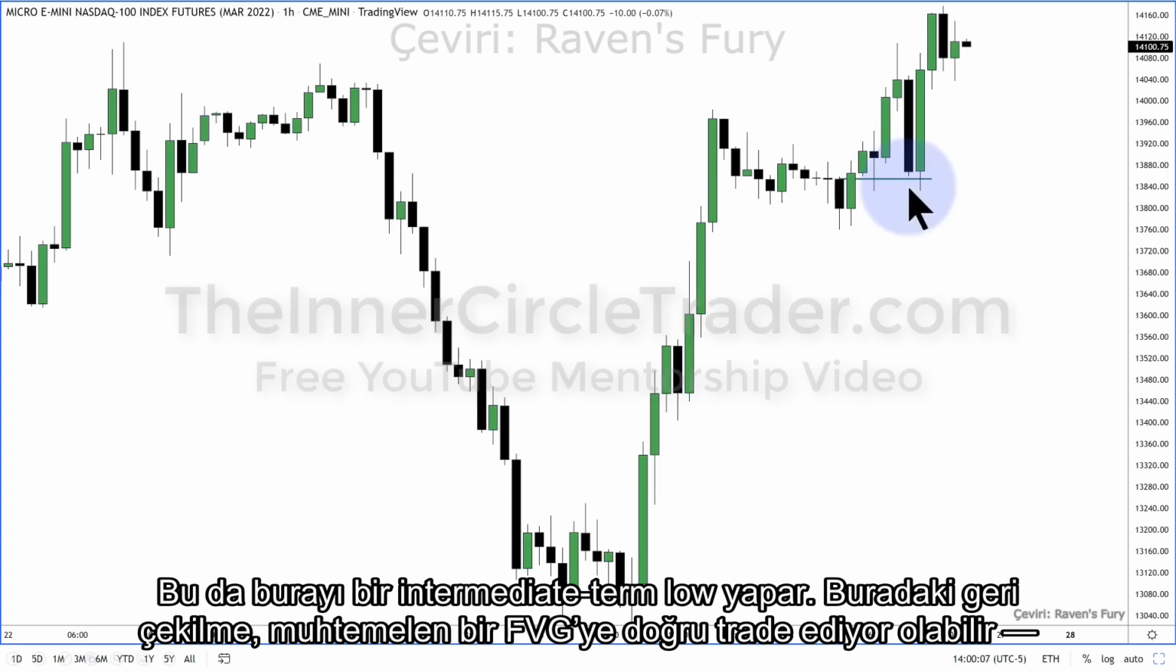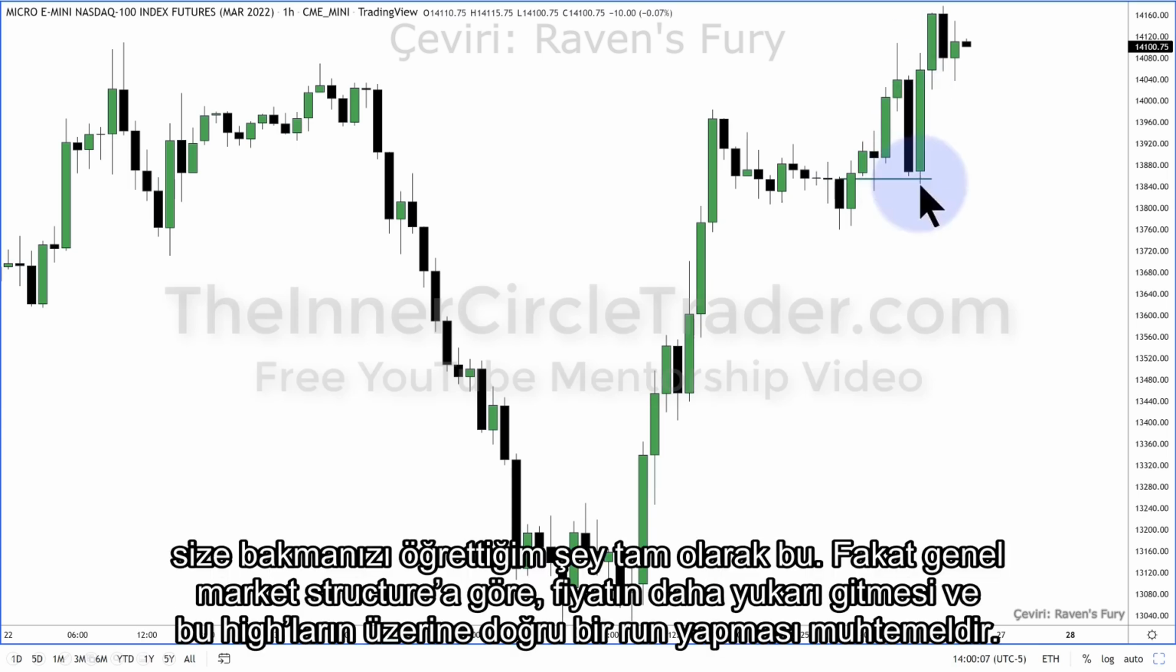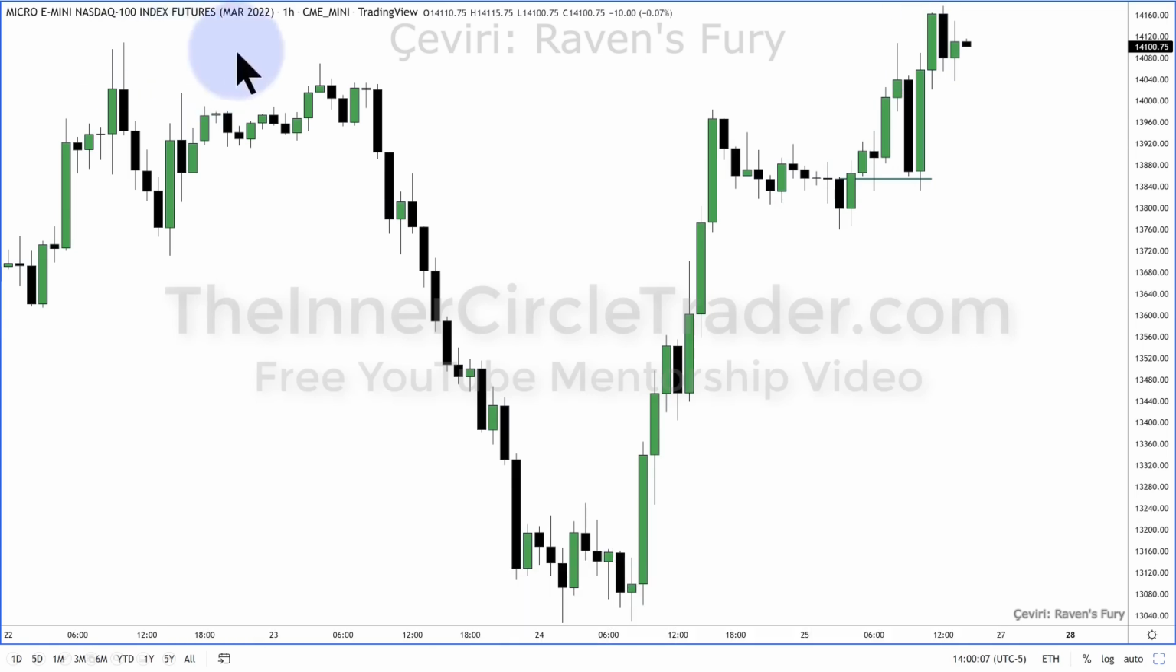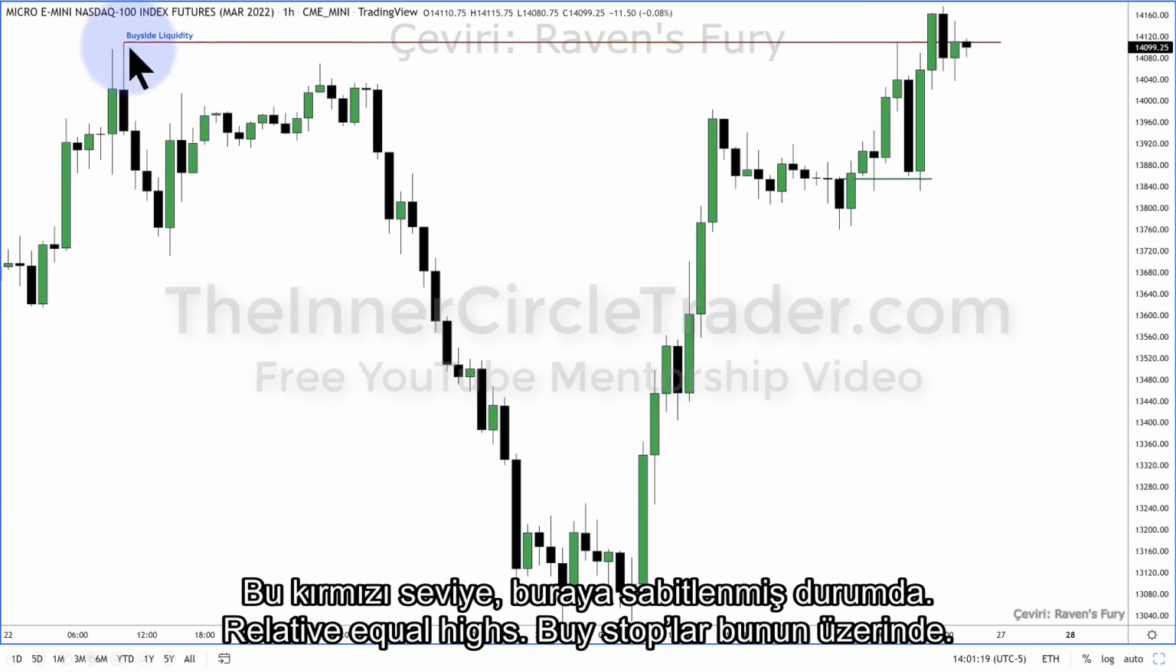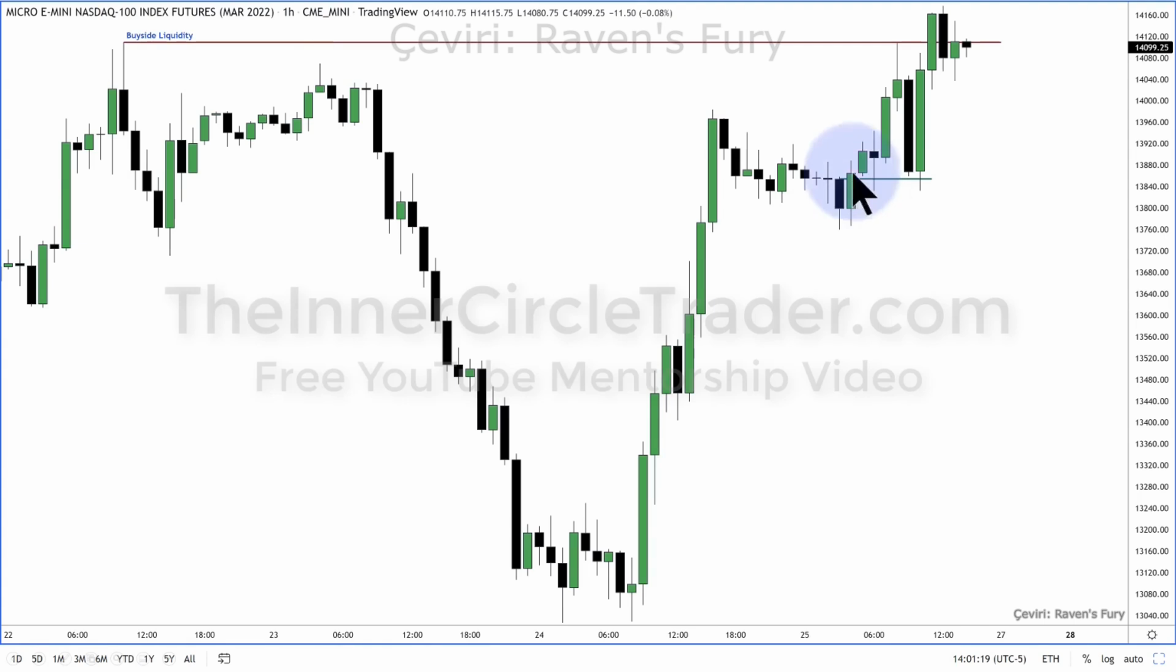This retracement here might be trading into an imbalance, which is what I'm teaching you to look for. But the overall market structure is likely to go higher and aim for a run above these highs. Buy side liquidity resting right up there. So we're going to take these levels. This red level is anchored to this here. Relative equal highs. Buy stops are above that.